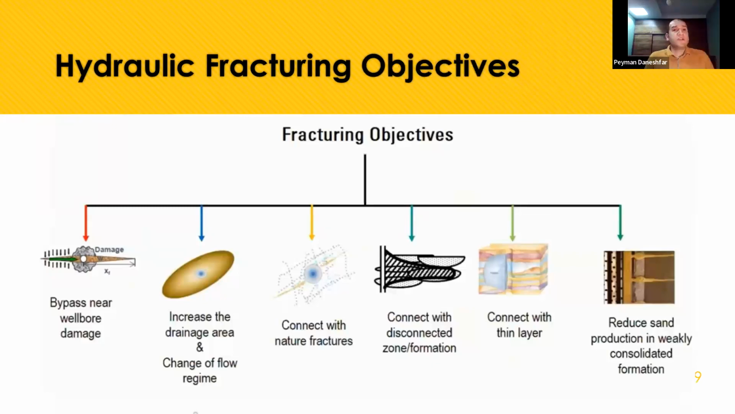Why do we do hydraulic fracturing? We have more objectives, but six are important for us: bypass near-wellbore damage, increase the drainage area, and increase the effective wellbore radius; connect with natural fractures, connect with disconnected zones of the formation, and connect with thin layers; and reduce sand production in poorly consolidated formations. So these are our six objectives for doing hydraulic fracturing jobs.